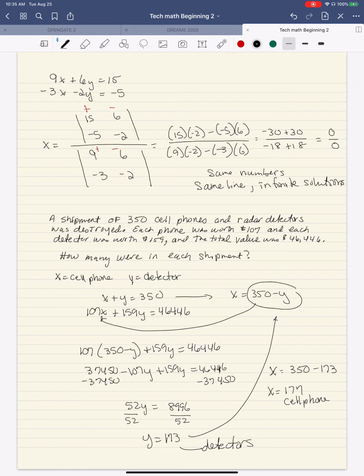Subtract the 37,450 from both sides, combine your like terms, and you get 52y is equal to 8996. Divide both sides by 52, and it turns out that y is 173. So if I go back up here and look, I declared my y's as detectors, so there were 173 detectors. I go back and put 173 in this equation, and I subtract 350 minus 173. That gives me X, and my X at the beginning were my cell phones, so I have 177 cell phones.